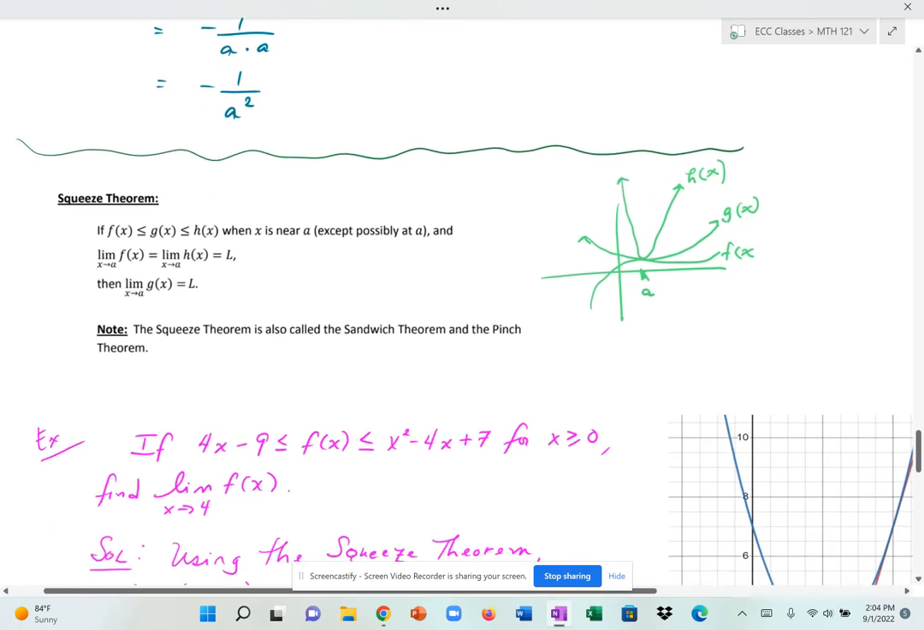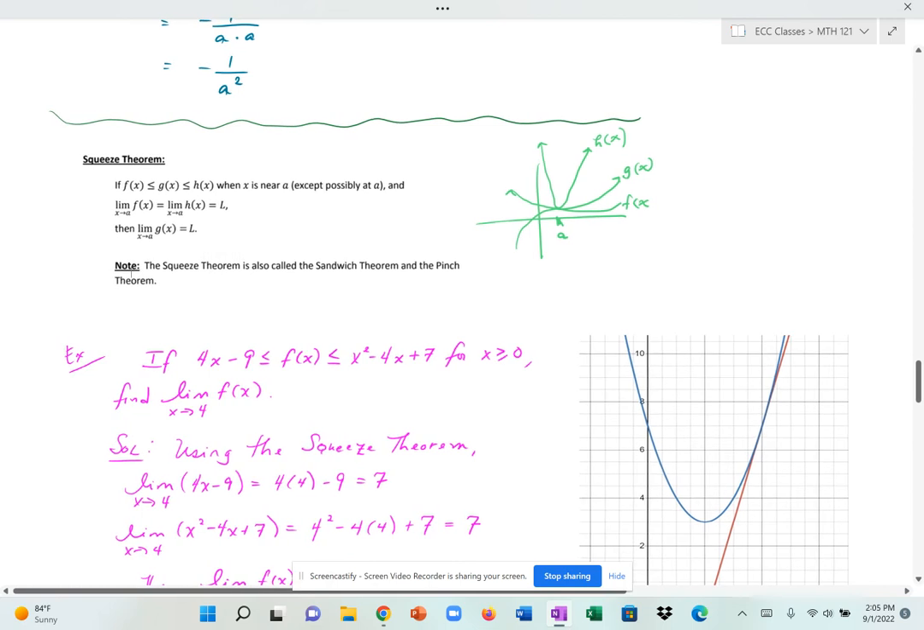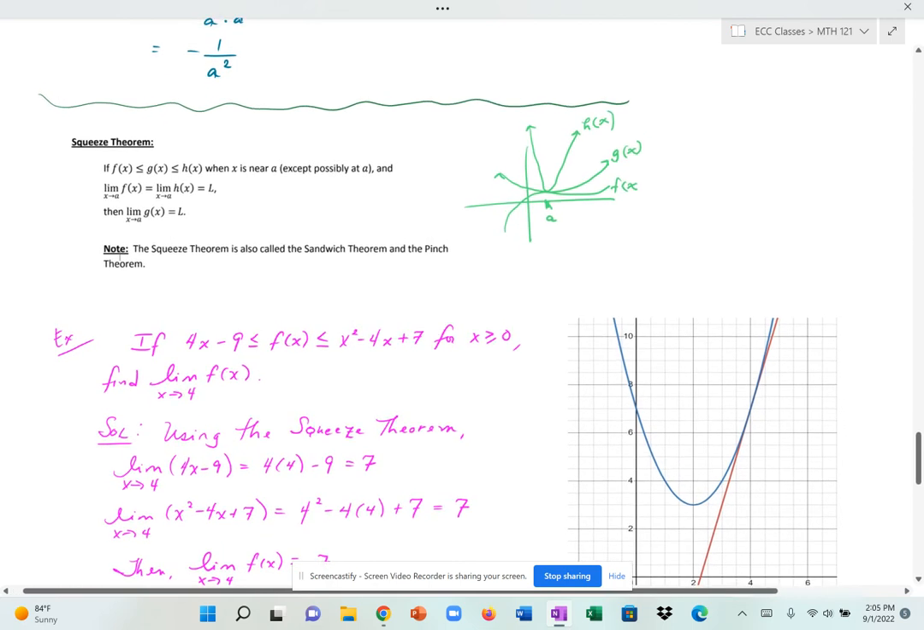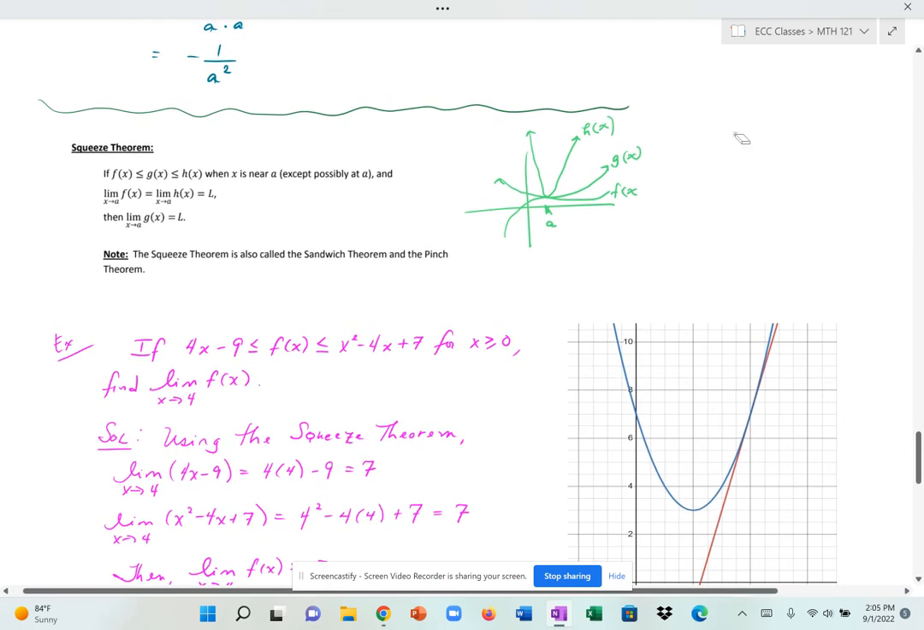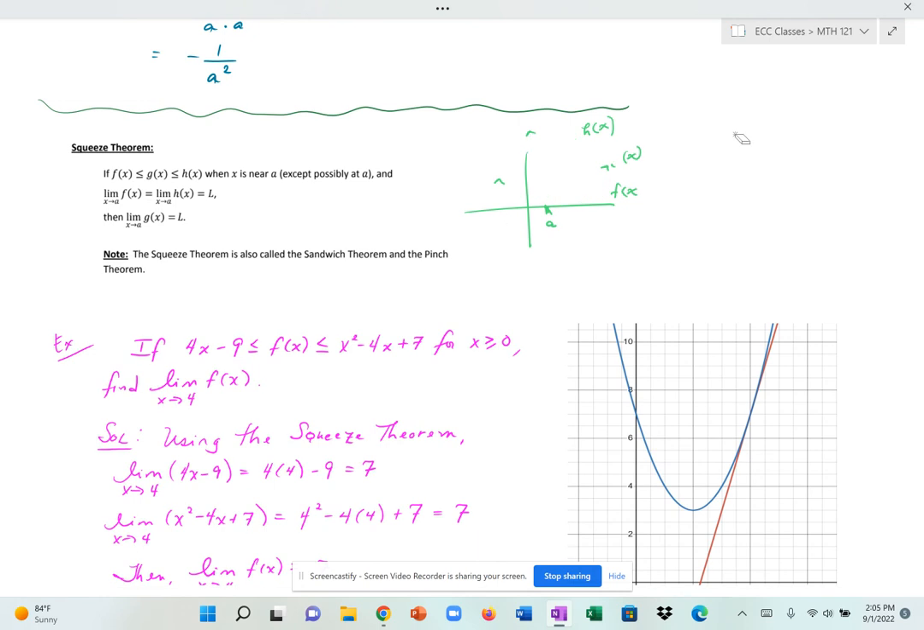So here's our first example. If 4x minus 9 is less than or equal to f of x, which is less than or equal to x squared minus 4x plus 7 for values of x greater than or equal to 0, find the limit as x approaches 4 of f of x. So we are told that this inequality exists. So we already have this part of the theorem. The first part is given, so that's good news.